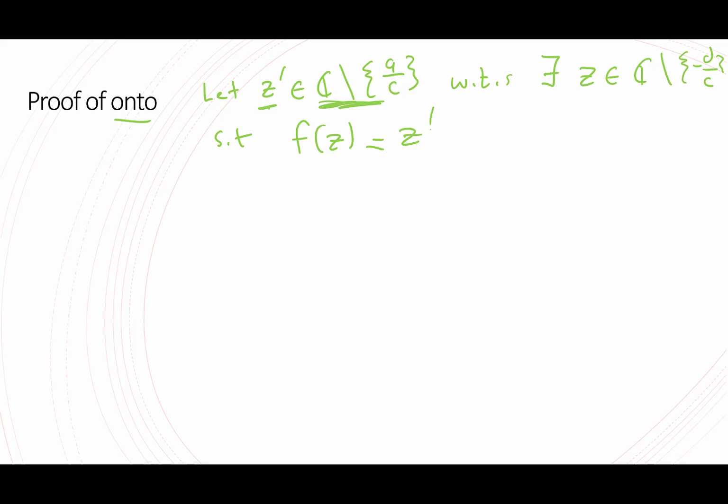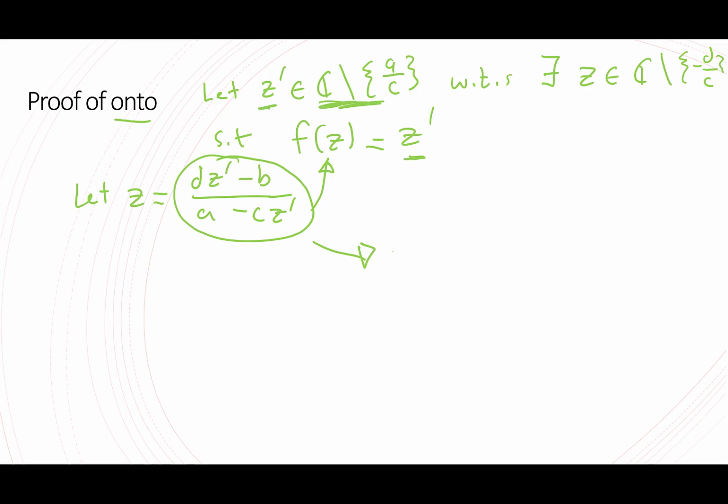Now, by some algebraic voodoo, which I'm not going to show you but you should be able to do, and it's actually related to finding the inverse of this function, let z be (dz prime minus b) over (a minus cz prime). If you plug this z value into our Mobius transformation, you'll actually get z prime out. I'll let you do that as an exercise. Try this at home. Try plugging it in.